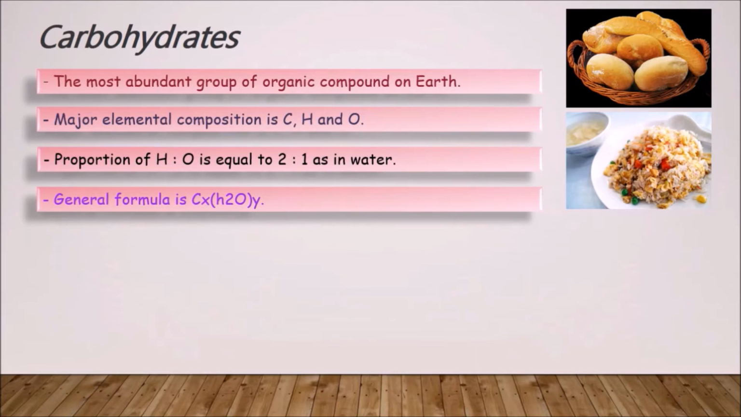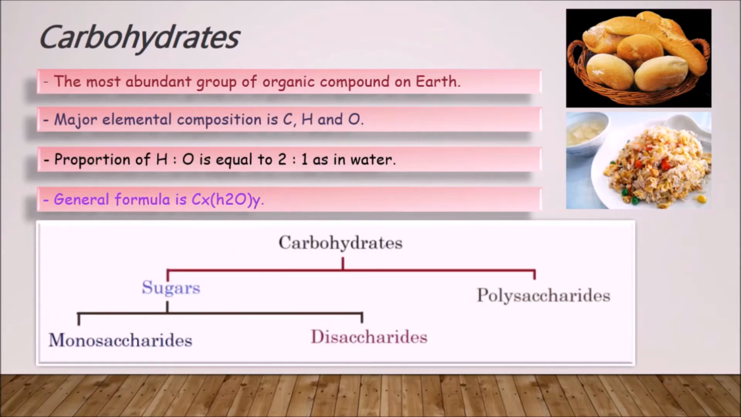Hydrates of carbon contain the same proportion of hydrogen to oxygen, which equals 2:1 as in water. The general formula for carbohydrates can be seen on the screen. The three major groups of carbohydrates are monosaccharides, disaccharides and polysaccharides. Generally, carbohydrates include sugars and polysaccharides.